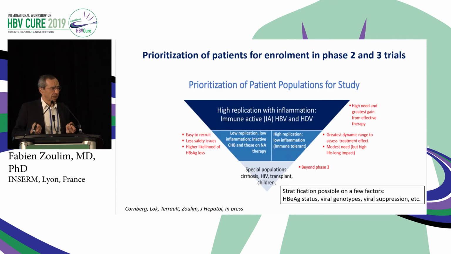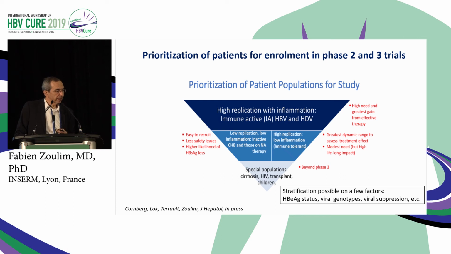Now, in terms of patient population, which patient population to target as a priority? The patients with chronic hepatitis, high replication with inflammation, have high need, and there's the greatest gain for effective therapy. All the other groups are also very important. The so-called immune-tolerant patients, because of the long-term impact that we could have on the disease, and some of the immune-based therapies may also be much more effective than we thought before in that population.